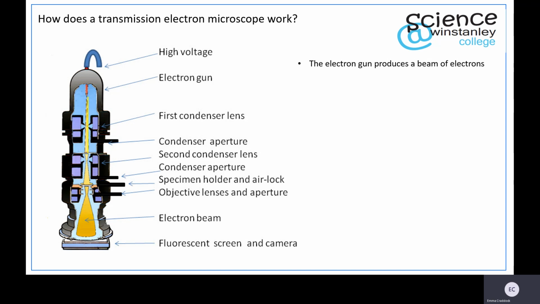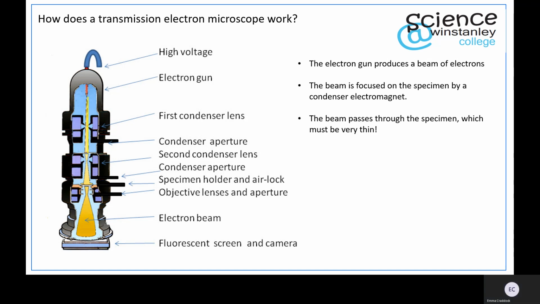Firstly, at the top of the microscope, you have an electron gun which produces a beam of electrons. The beam is focused onto the specimen by a condenser electromagnet. In the picture, these are called condenser lenses, but rather than being made of glass, they are made of electromagnets. The beam passes through the specimen, which must be very thin. So to allow electrons to pass through the specimen, it must be very thin.